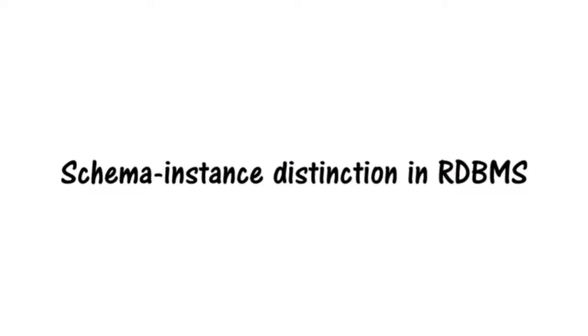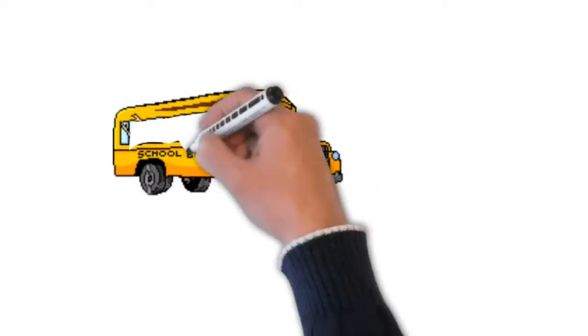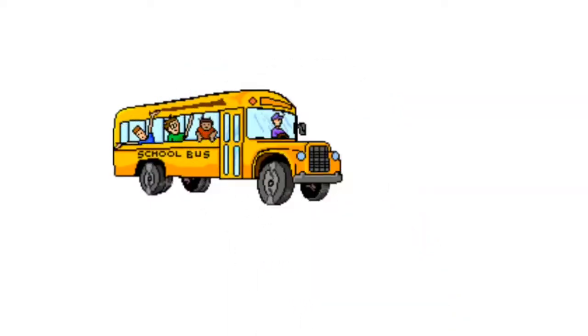In today's DBMS tutorial, we'll be learning about schema instance distinction, that is, the difference between schema and instance in RDBMS. So let's get started. We'll start with an example so that you understand the basics of the concept easily.